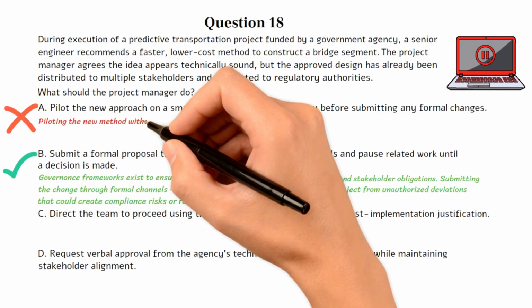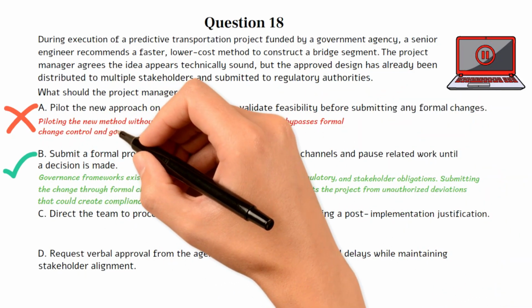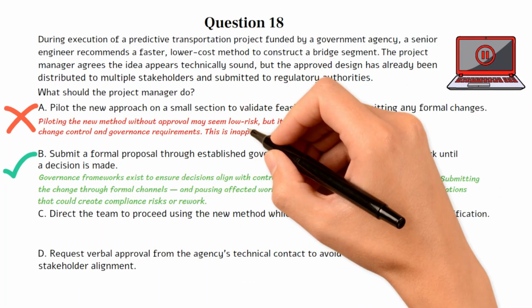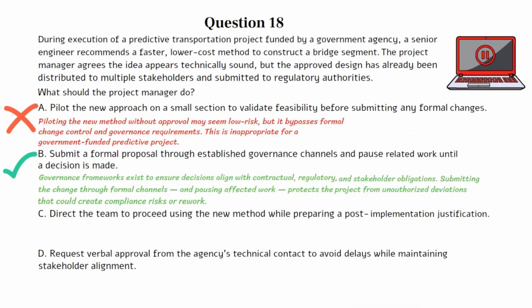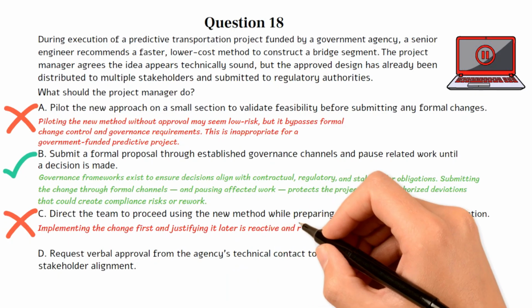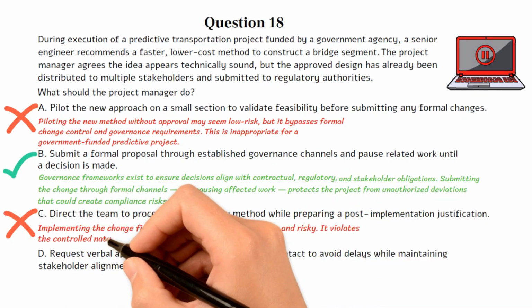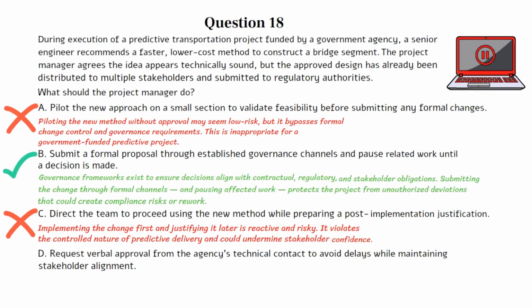Piloting the new method without approval may seem low risk, but it bypasses formal change control and governance requirements. This is inappropriate for a government-funded predictive project. Choice C is incorrect. Implementing the change first and justifying it later is reactive and risky. It violates the controlled nature of predictive delivery and could undermine stakeholder confidence.